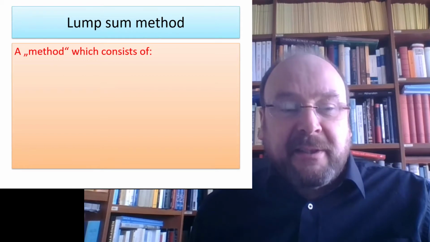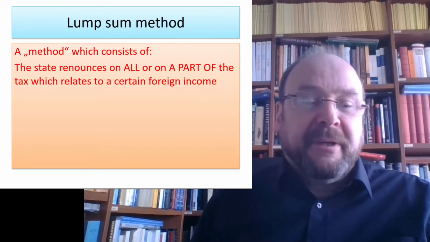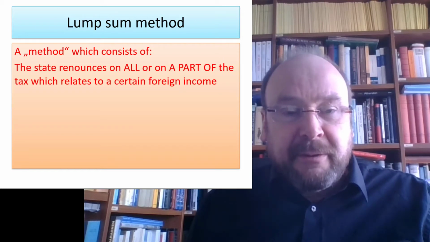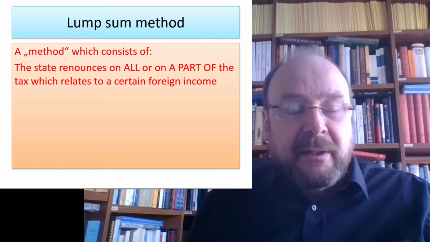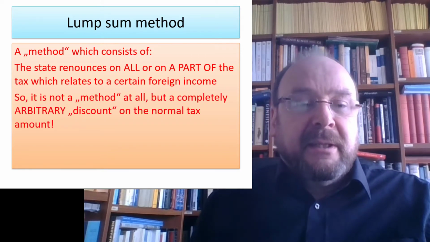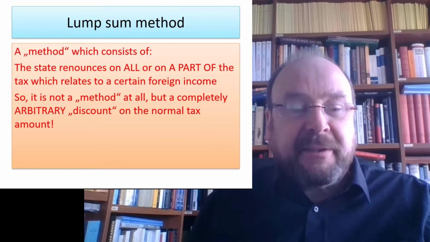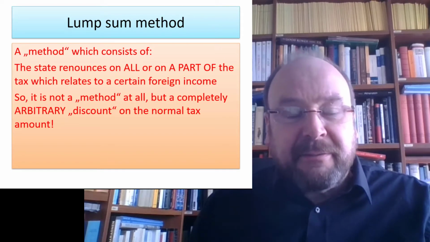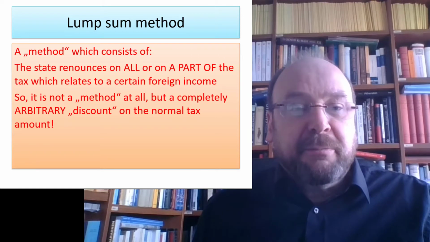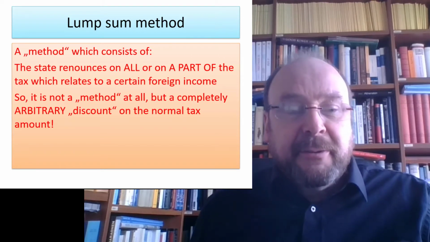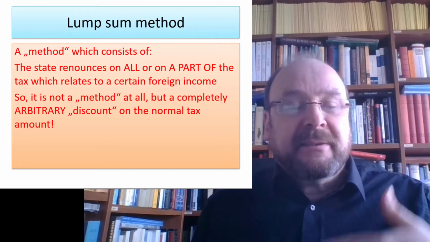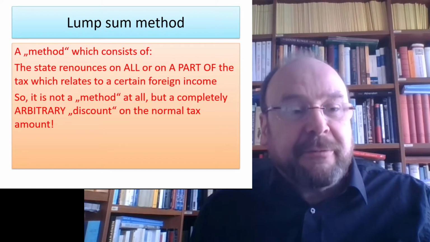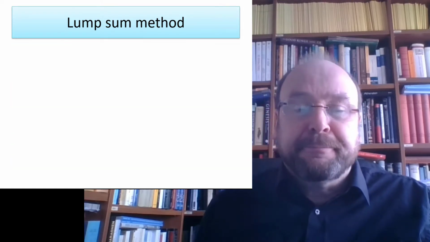The method consists of simply the fact that the state renounces all of its tax claim to foreign income or a part of it. So, in principle, it's not really a method at all, but a completely arbitrary decision in the individual case to grant a kind of discount on the normal tax which would be due under normal circumstances. So the lump sum method says the state does not fully collect the tax which is due for your foreign income or for certain items of your foreign income.